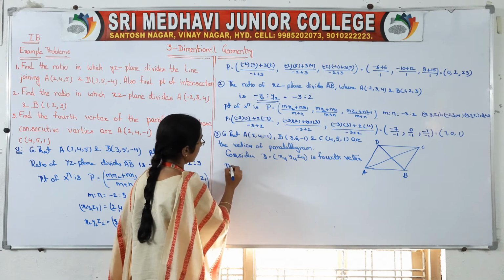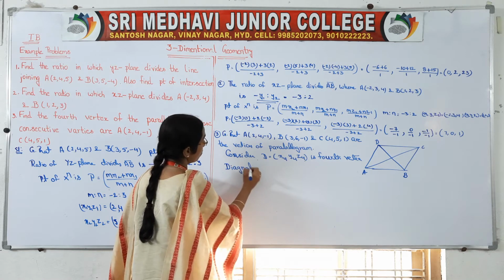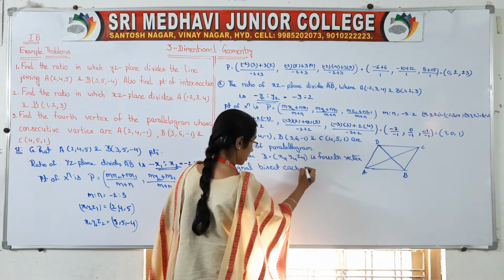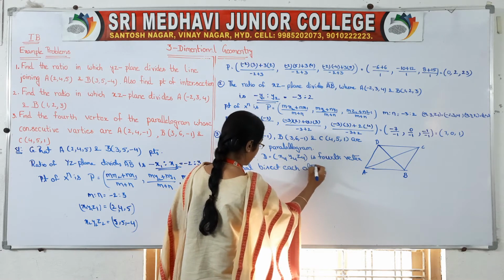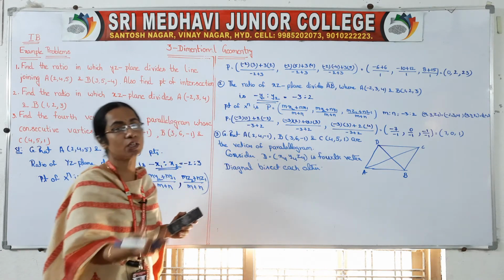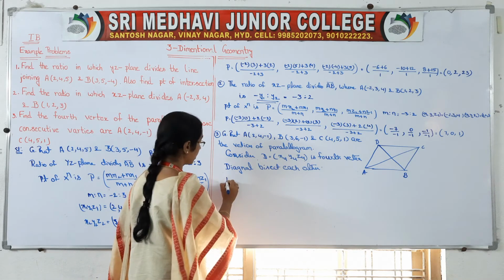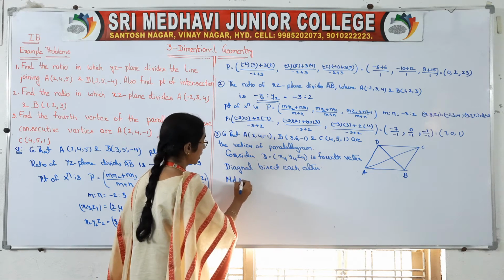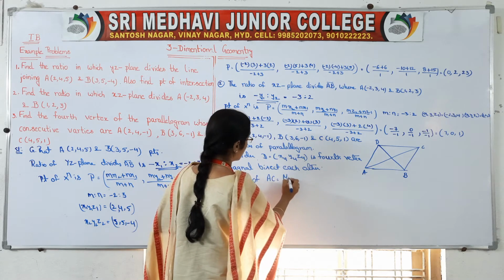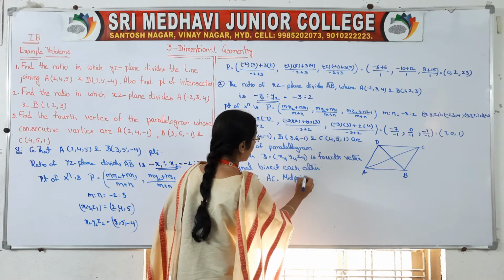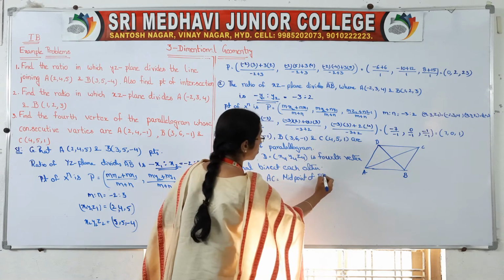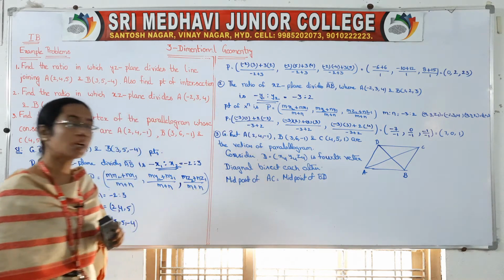So diagonals bisect each other. Okay, so in a parallelogram it happens. So midpoint of one diagonal is equal to midpoint of another diagonal. So midpoint of AC is equal to midpoint of BD.